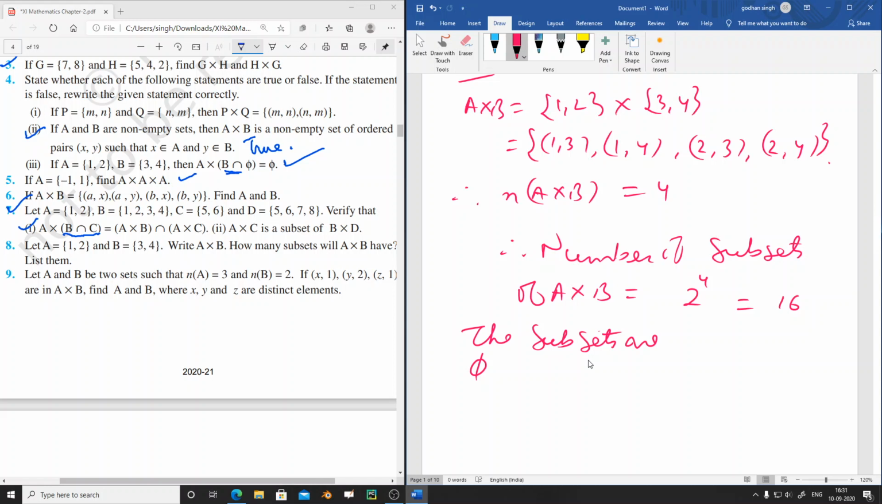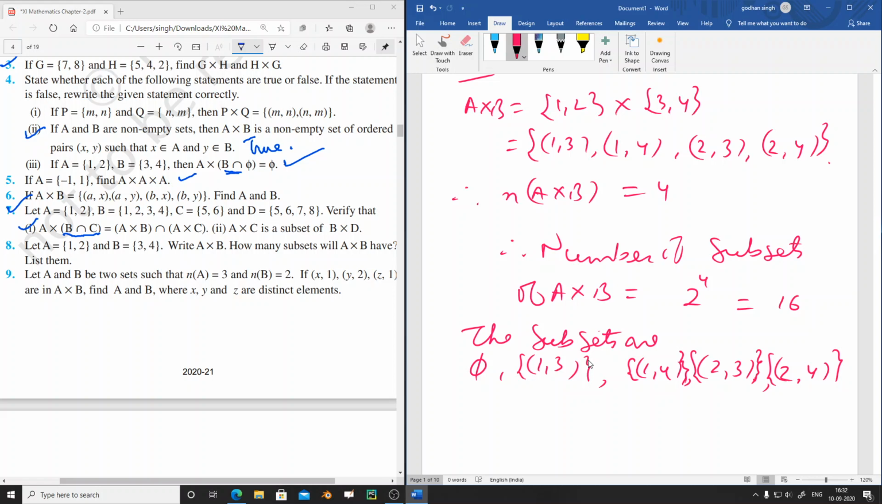The elements are (1,3), (1,4), (2,3), (2,4). Remember that each of these is an element, so if we enclose it in curly brackets, it becomes a set. So {(1,3)}, {(1,4)}, {(2,3)}, and {(2,4)}. This is the first singleton set, second singleton set, third singleton set, and this is the fourth singleton set.